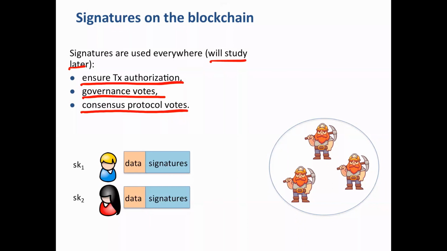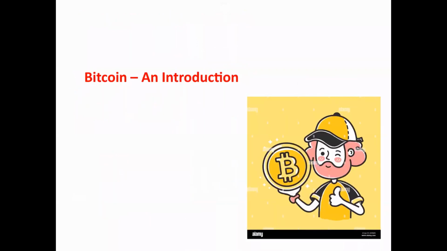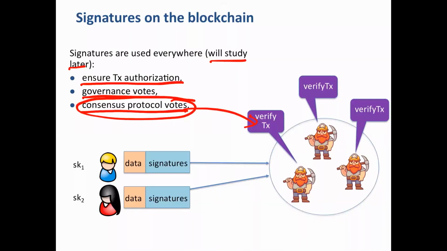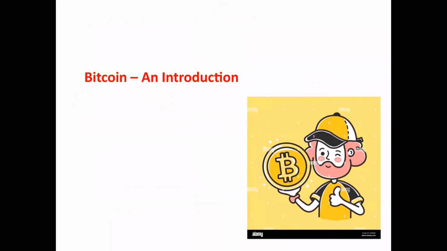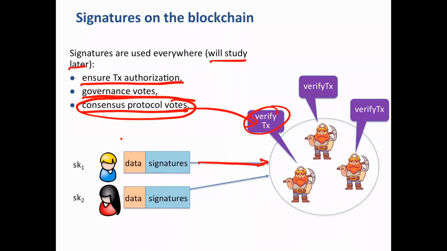So for all this, when all these miners vote, the vote is based on a digital signature, because otherwise anybody can fake it. When Alice or Bob does a transaction, everyone can verify this transaction using the public key of that person. So these are the basic building blocks that we have covered now.